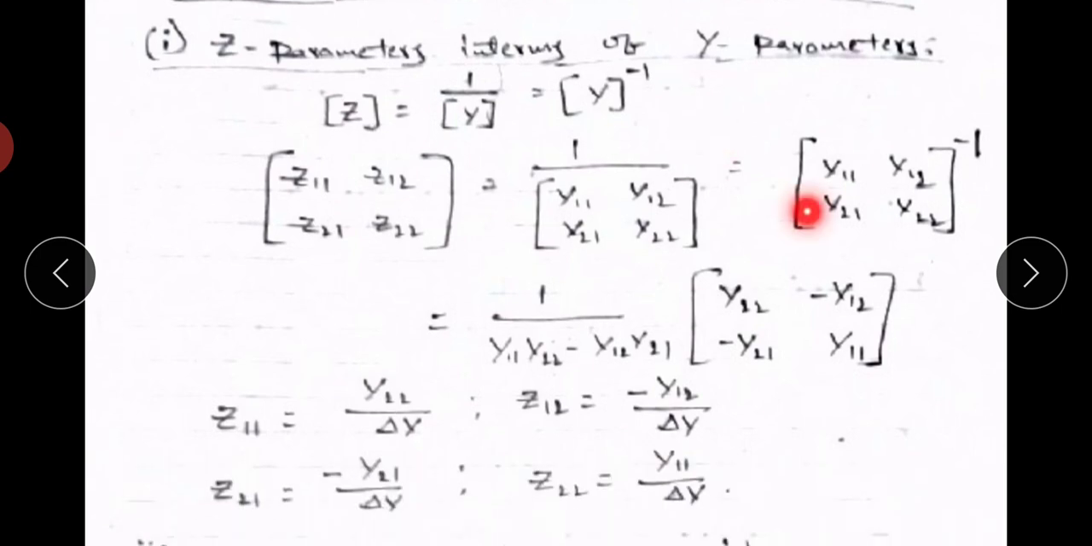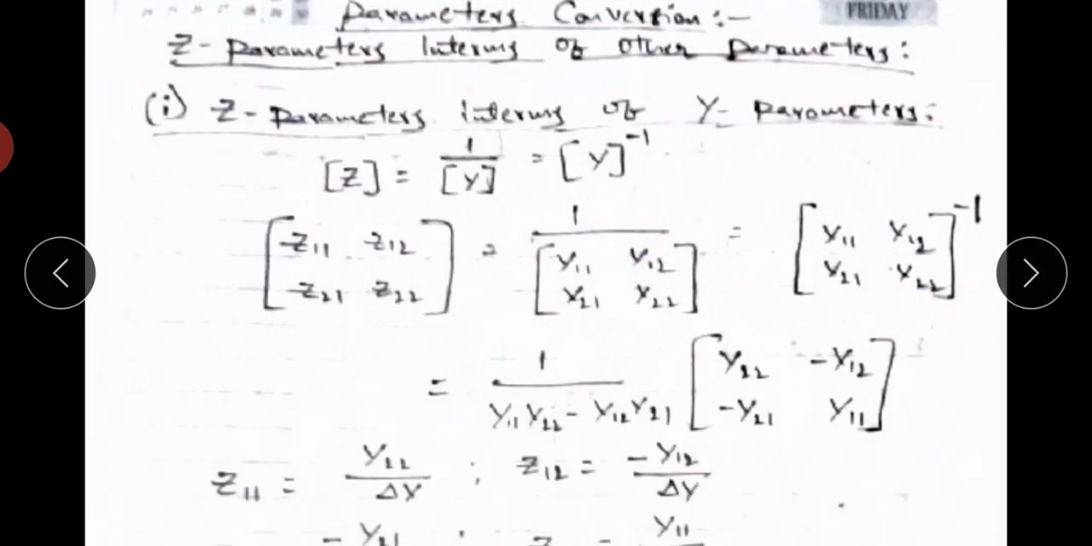So this is a 2 by 2 matrix. So apply the 2 by 2 matrix inverse formula. First 1 by AD minus BC. Here A equals Y11, B Y12, C Y21, D Y22. So 1 by AD minus BC is 1 by Y11 into Y22 minus Y12 into Y21. So into the matrix: first Y22, last one Y11. Next here minus B, minus Y12, here minus C, minus Y21.